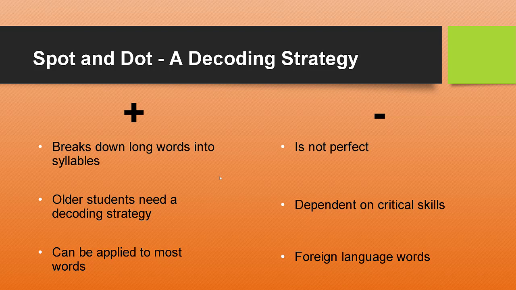It's dependent on critical skills, those critical skills that we mentioned earlier. Students have to have those in place. For example, students have to know the difference between a consonant and a vowel in order to spot and dot. And it does not work with foreign language words.